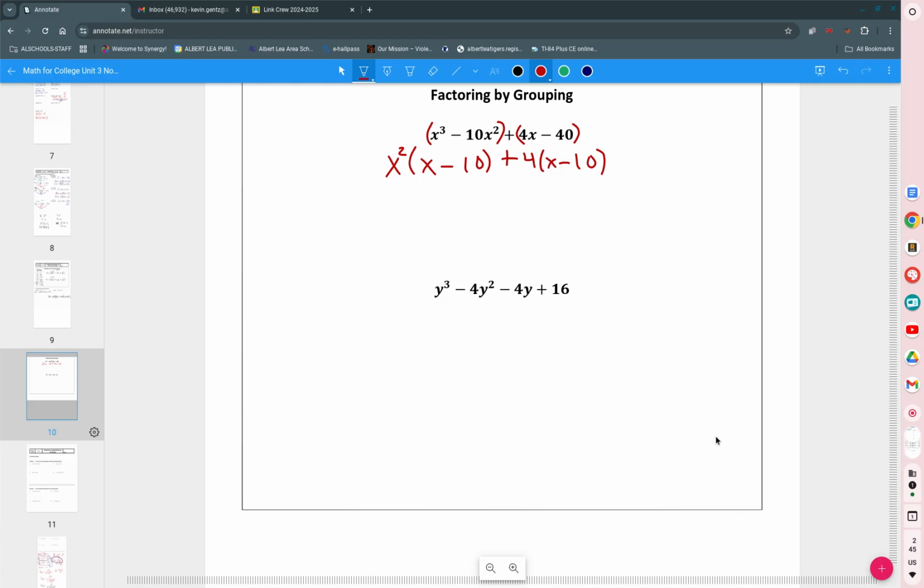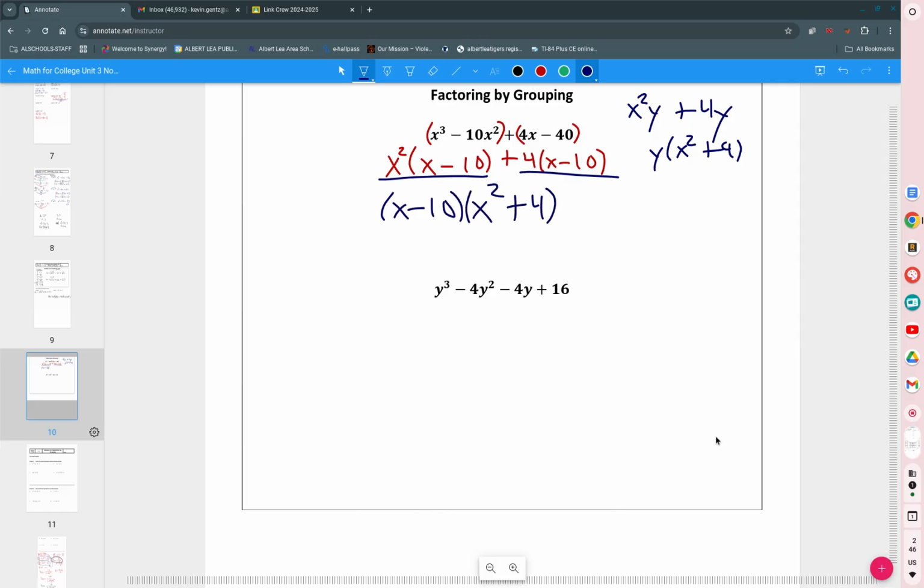Now, before you jump ahead, sometimes people get used to just following a process. I want to make sure you understand what you're actually doing. Suppose I had x squared times y plus 4 times y. What factor do those 2 things share in common? You would have a y, and you take it out, you'd be left with x squared plus 4, correct? Well, that's what we have here. It's just instead of y, you have an x minus 10. So you're factoring an x minus 10 out of each part, and you're left with x squared plus 4.